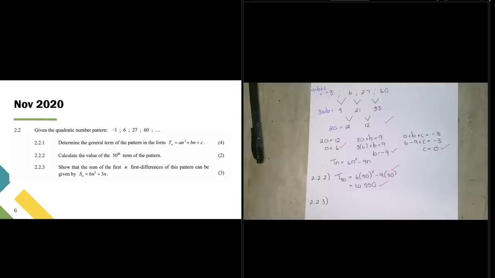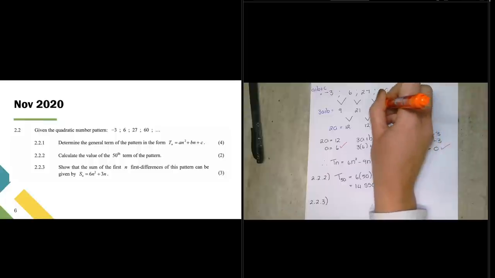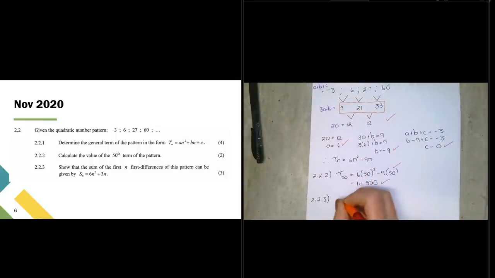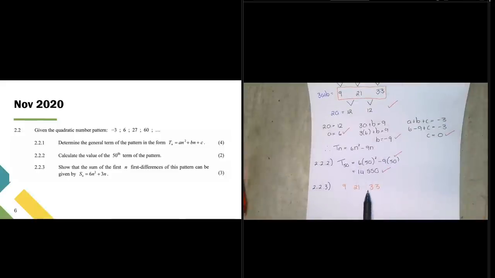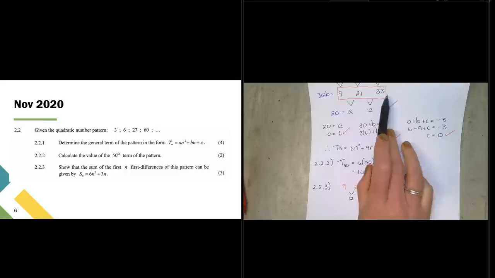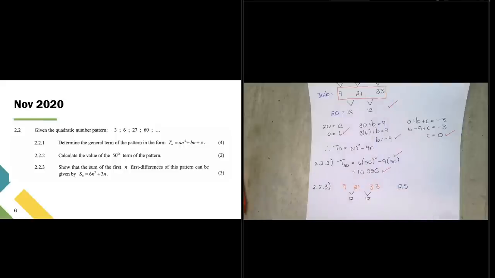So they're only referring to the first differences. Where is the first difference again? There's our first differences. So they're referring to the sequence 9, 21, 33. I must go get the sum formula for that sequence. Okay, what sequence is that again? That is an arithmetic sequence. How do I know? 21 minus 9 is 12. 33 minus 21 is 12. And we also know the first difference of a quadratic sequence is always an arithmetic.